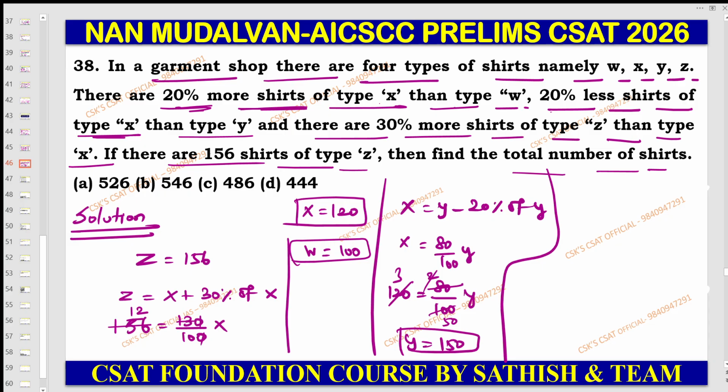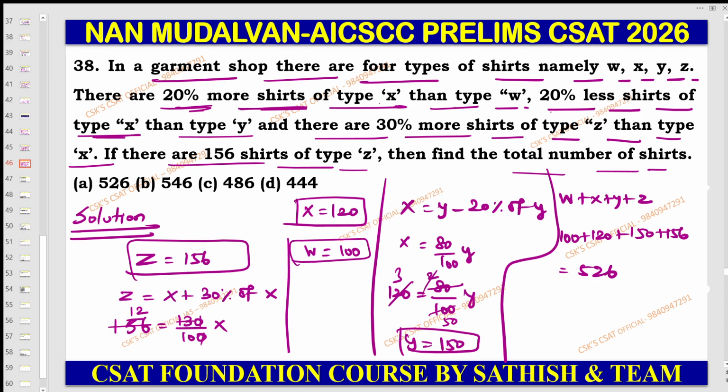Then what else we have to find out? Z also we know. So therefore you have to find out W plus X plus Y plus Z. Fast calculations, easily you can do. 100 plus 120 plus 150 plus 156. 526. A option. Understood? Shall I move to the next? Getting? Okay. Everyone understood?